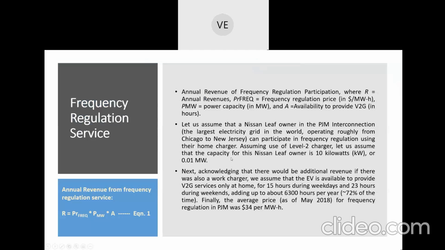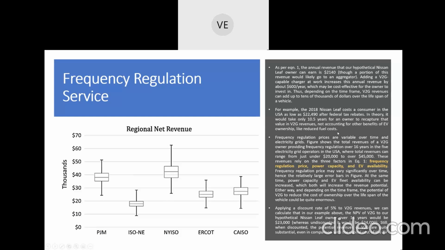So note this point, because only 10 kilowatts is committed for frequency regulation. Even though the battery capacity is more, this is the only capacity which is committed for frequency regulation. Okay, so it's more practical in that sense. Now, in theory, it would take only 10.5 years for an owner to recapture that value in V2G revenues, not accounting for other benefits of EV ownership like reduced fuel costs.